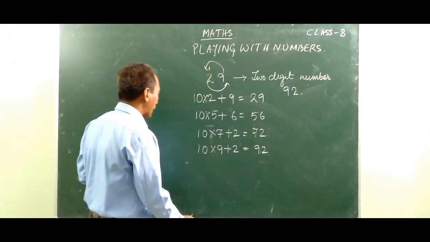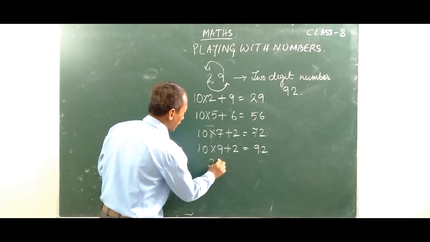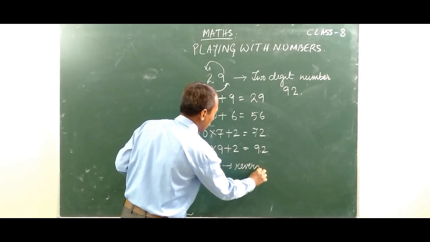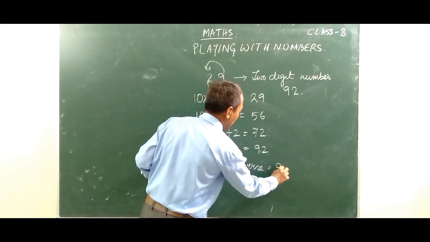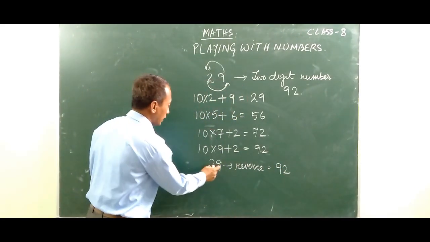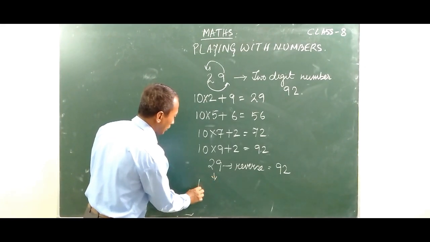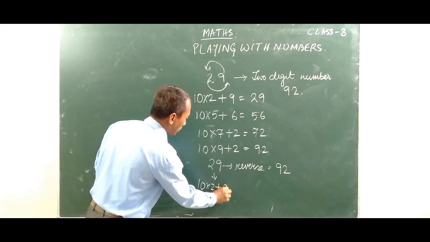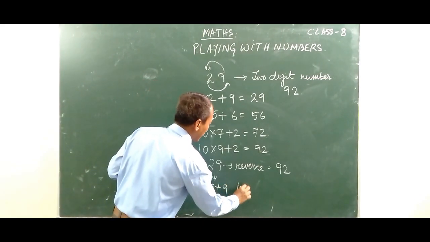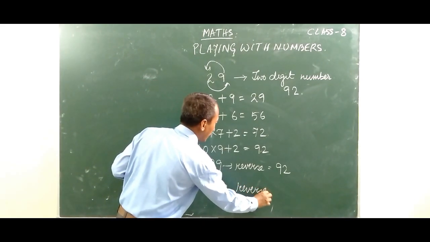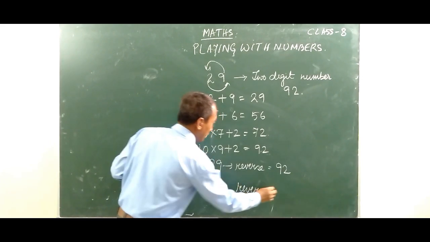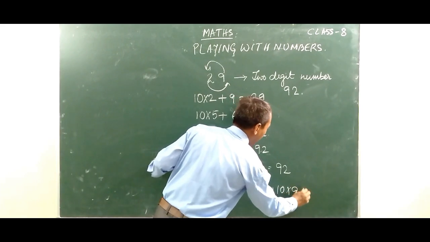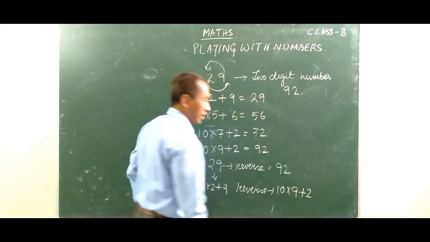So I will repeat again. The reverse of 29 is 92. How do we get 29? We get 29 by 10 into tens place plus unit place. How do we get the reverse? The reverse is 10 into unit place plus tens place.